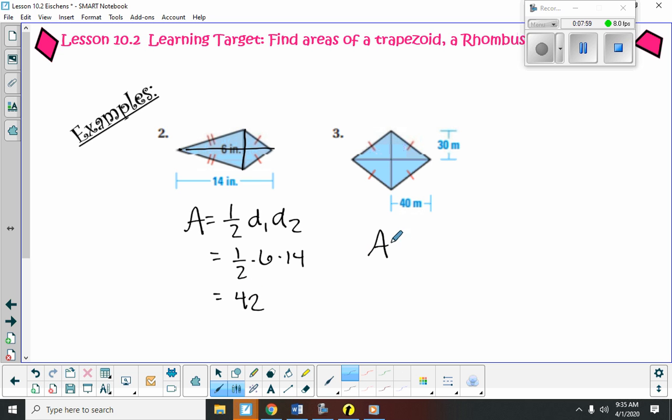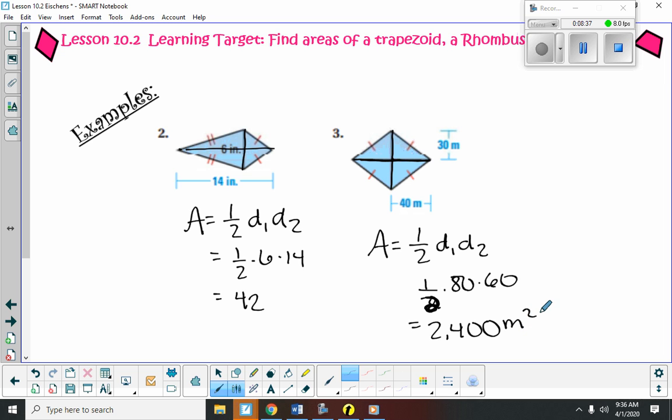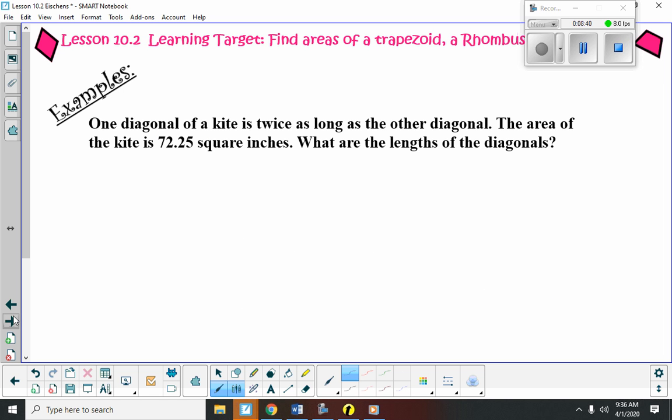Next one is a rhombus. Again, 1/2 D1 D2. So from here to here is 40. That means this entire diagonal is 80. And if this is 30, the whole thing is 60. Whoopsie, sorry, that's 1/2. All right, so 1/2 times 60 times 80. And I get 2,400 meters squared. Square meters.